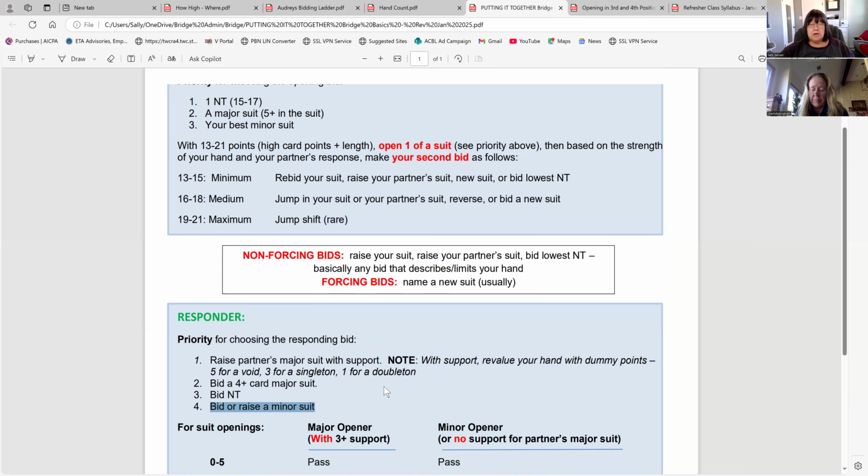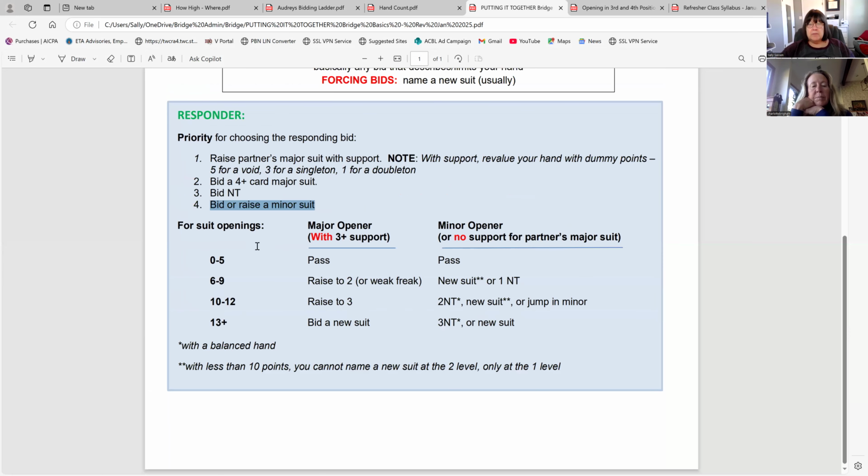Okay, so then down here at the bottom is where we have 2 columns. The first column is if your partner has opened a major suit and you have support for the major suit. This other column is they opened a minor or you had no support for the major suit. So let's look first of all at the column which is your partner has opened a major suit and you've got support. They've opened a heart or a spade and you've got at least 3 hearts or 3 spades.